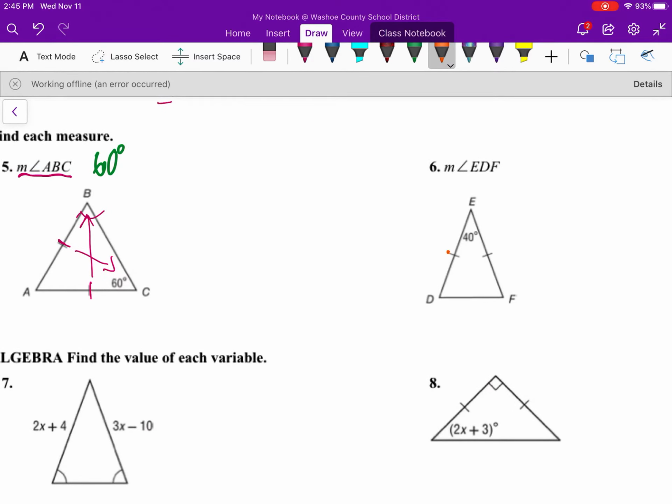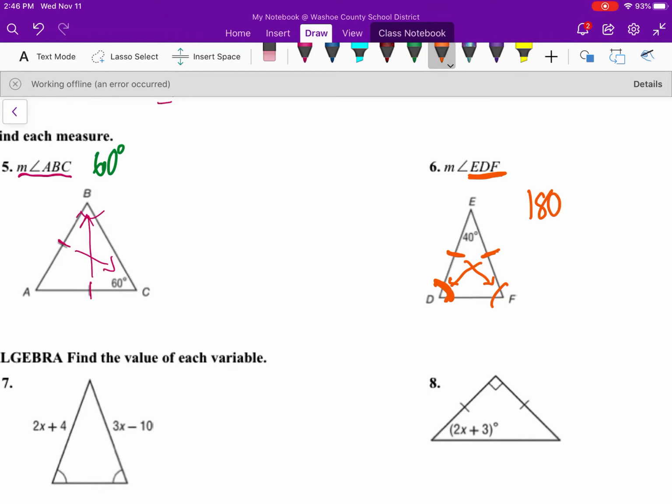For number 6, it's a little bit different. So I have the sides marked, and I know their opposite angles are going to be congruent. Okay, and this one's already 40. So I'm looking for EDF. So EDF is this one right here.